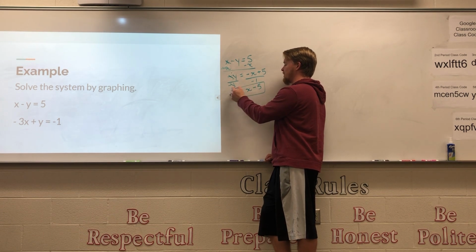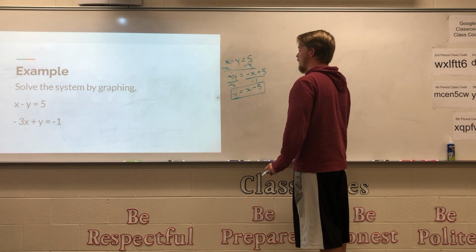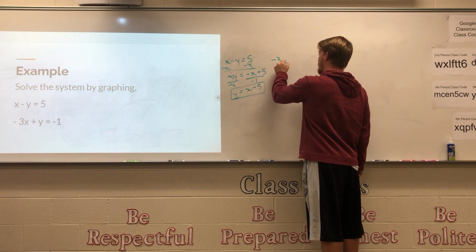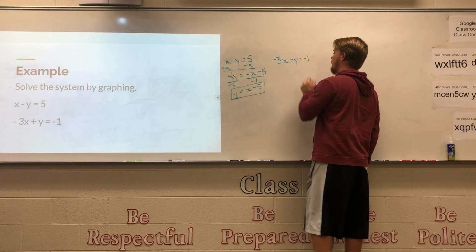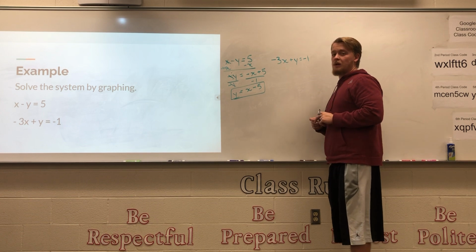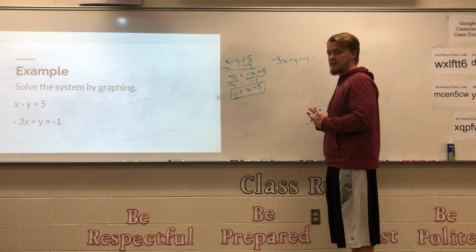So now we have slope-intercept form. That's the first one we can graph. So then let's look at the second one. We have negative 3x plus y equals negative 1. Okay, so here we just again look and say this is not in slope-intercept form. We need the y by itself.